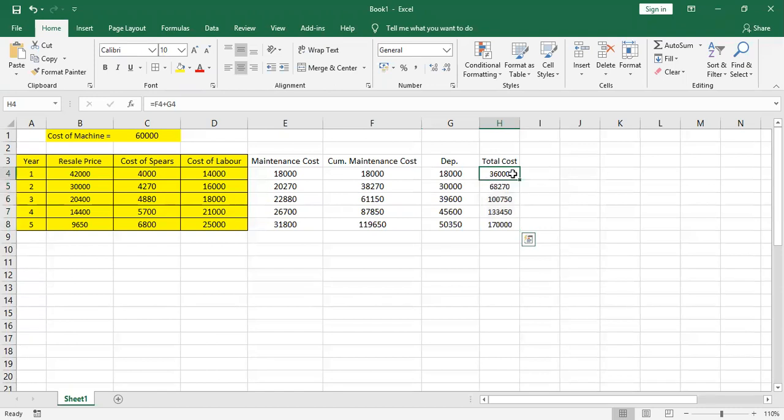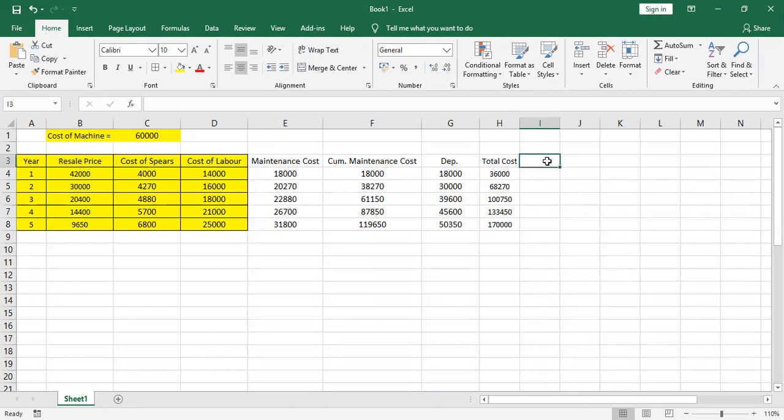That means at the end of the first year we spent 36,000 on the machine. At the end of the second year, that means including the first year, we spent 68,270. At the end of the third year we spend 1,07,750. That means in the first year we spend, in the second year we spend, in the third year we also spend the cumulative amount, that is what? 1,07,150. So we calculate total cost.